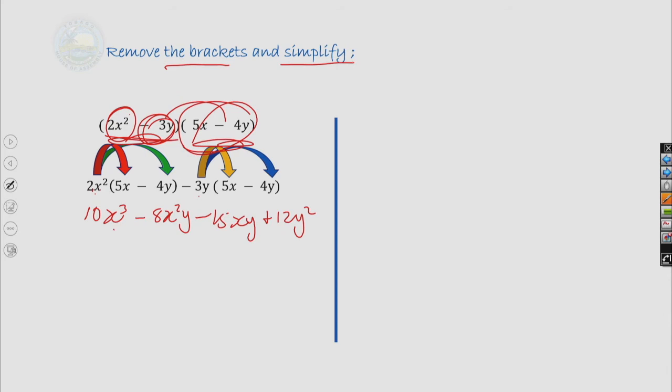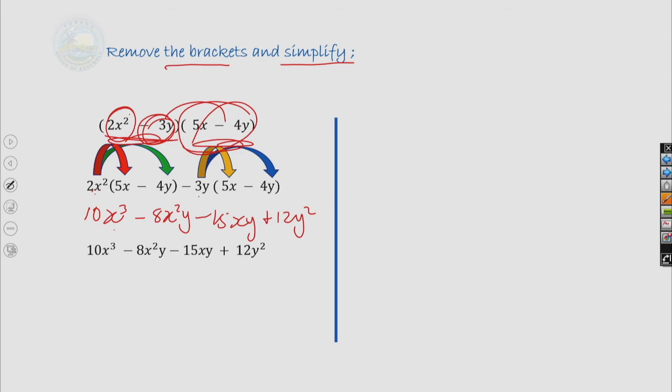This is a term in x cubed. Do we have any other term in x cubed? This is a term in x squared y. Do we have any other term in x squared y? No, thus far. This is a term in xy. Do we have any other term in xy? No. This is a term in y squared. No other term in y squared. So we don't have any like terms to add and or subtract. So basically that's our answer. It's 10x cubed minus 8x squared y minus 15xy plus 12y squared.